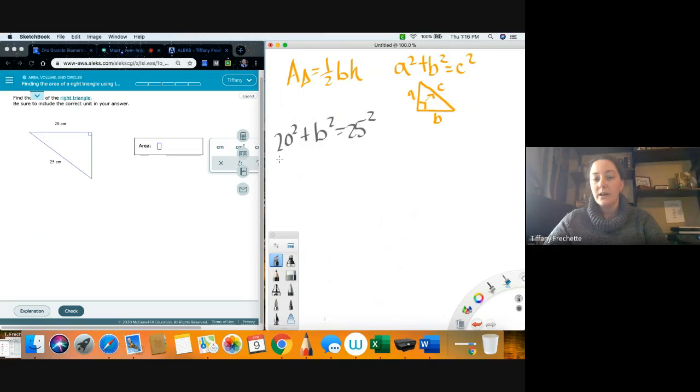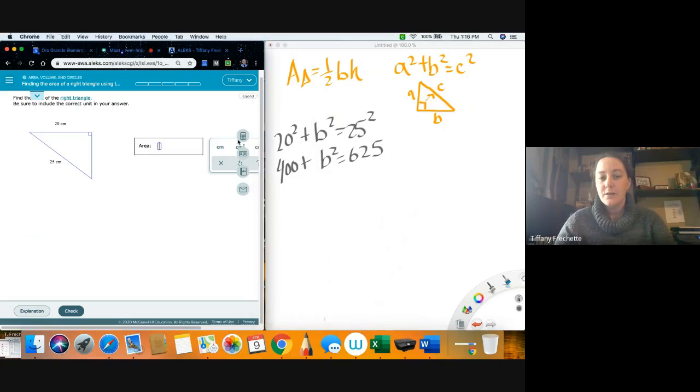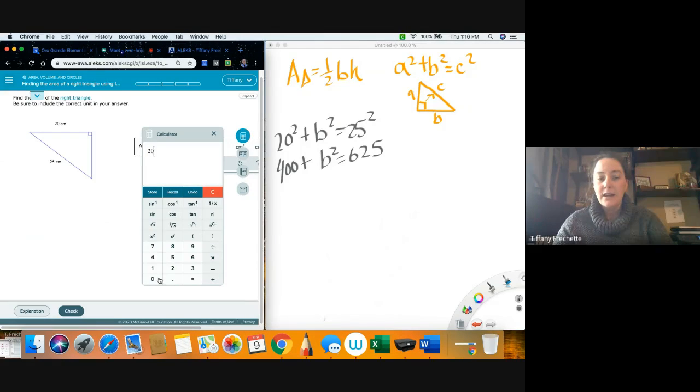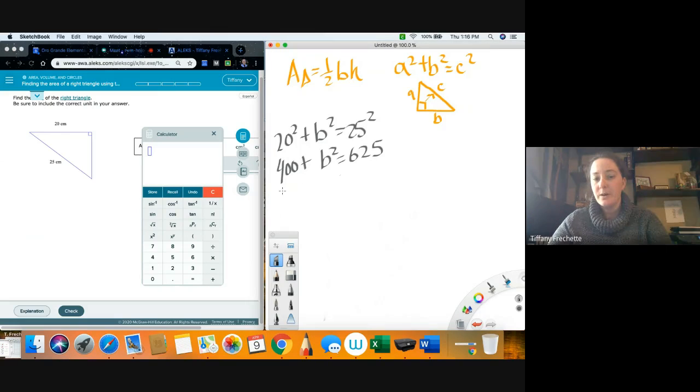So 20 squared, I know that's 400. And if you don't have your squares memorized, perfectly fine. You can always use a calculator. This one we just did was 625. So on a calculator too, you can go 20, and then you can hit the little square button. And that's pretty universal. That's what it'll look like. So you go like that and hit equals. You get 400. All right, so now we want to solve for b squared. So we're going to subtract 400 from both sides. 400 minus 400 goes away. We bring b squared down, and that's going to equal 225 when I subtract.